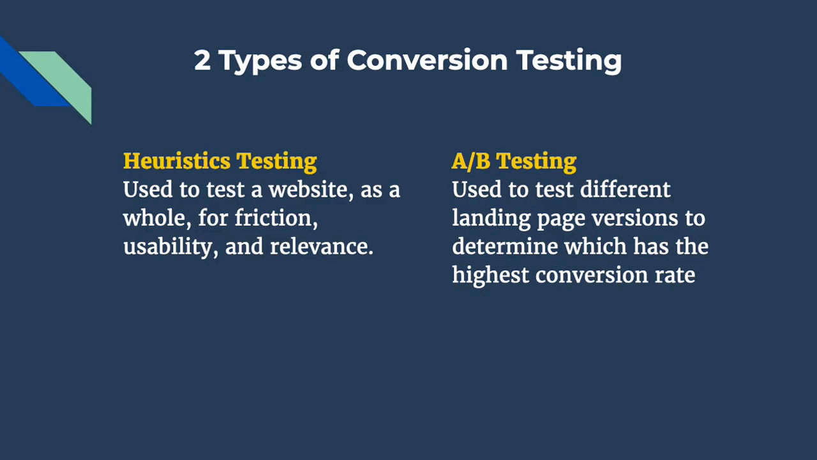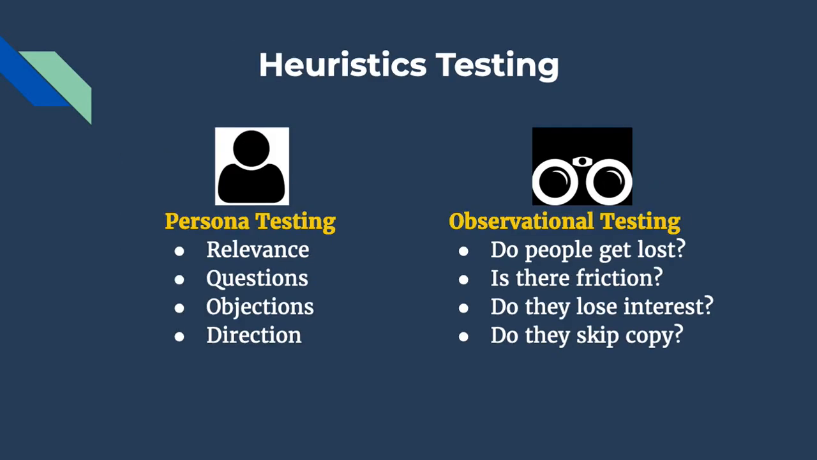These two methods can, generally, be applied to the two types of pages you have. For your website pages, you can use heuristic testing. For your landing pages, you can use A/B testing. Heuristics testing is a general test of your website as a whole. While it does not give you the same concrete metrics as A/B testing, it can be done quicker and provides insight into visitor behavior, and it can root out any problems that you may not have known otherwise.